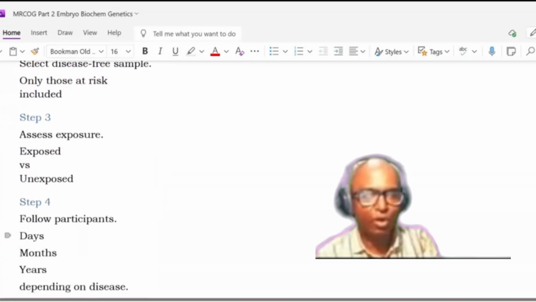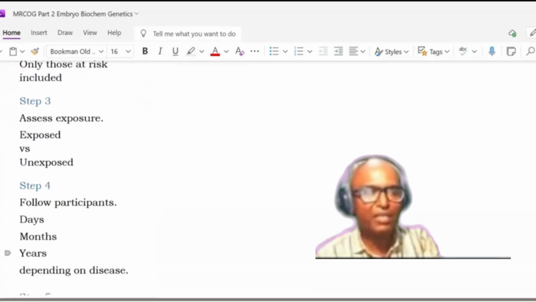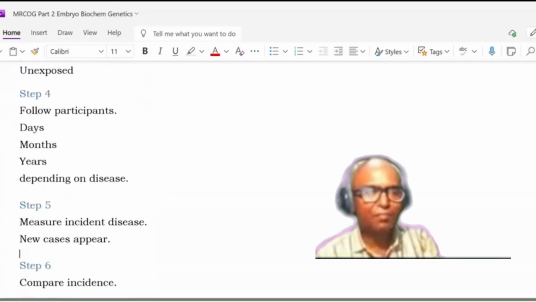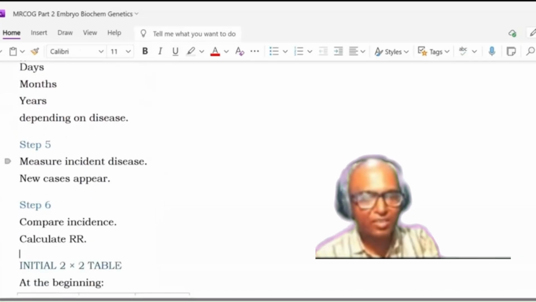Then you follow the participants for days, months, years, depending upon the disease, and you will measure the incidence of the disease as the new cases appear. Then you will compare the incidence and you will calculate the relative risk.